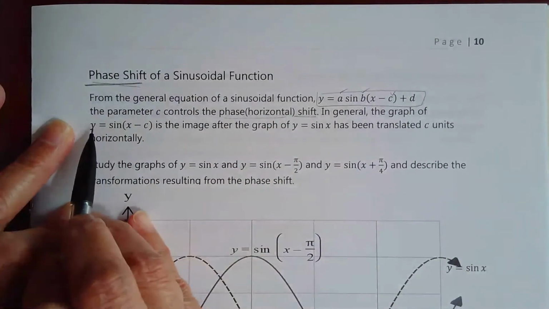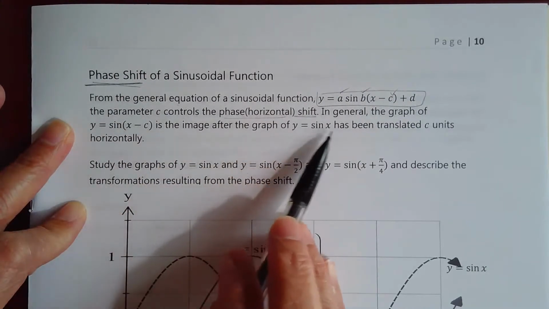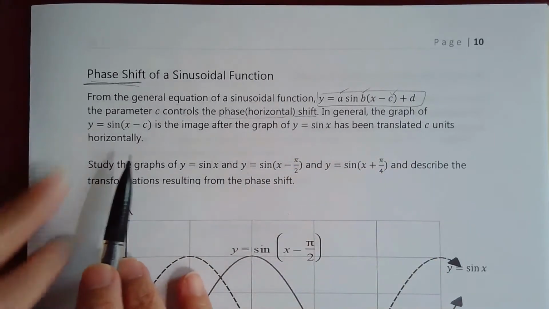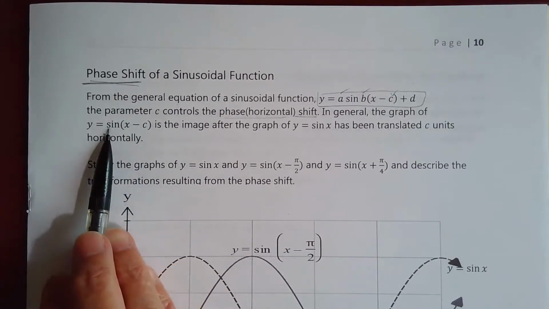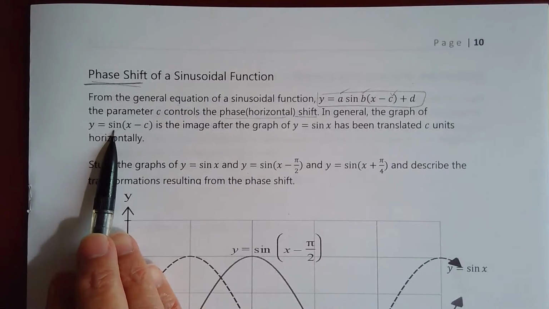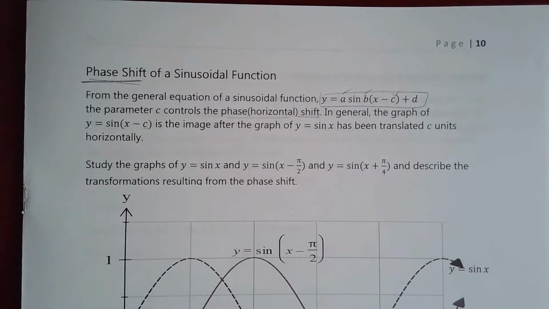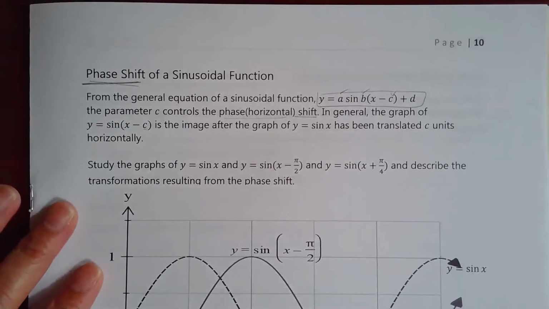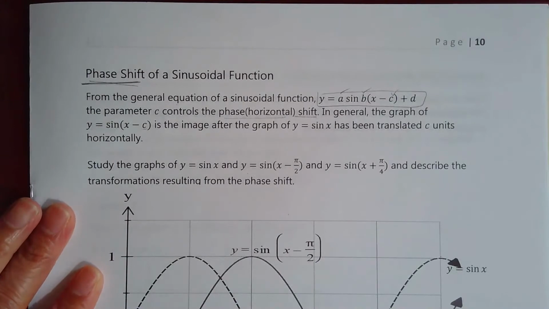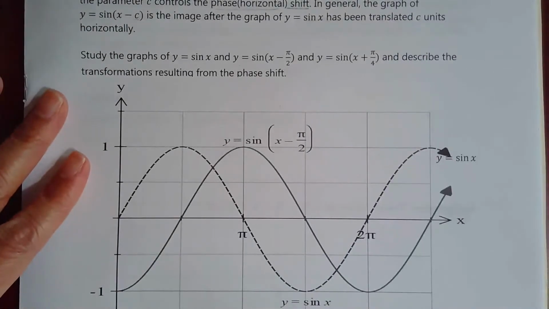In general, the graph of y equals sine of x minus c is the image after sine of x has been translated horizontally. So a phase shift is figuring out where the sine function normally starts and then how much it's shifted horizontally. If C is positive, we're going to have horizontal shifting to the right. If C is negative, it's going to be horizontal shifting to the left. So now we have two things in here.